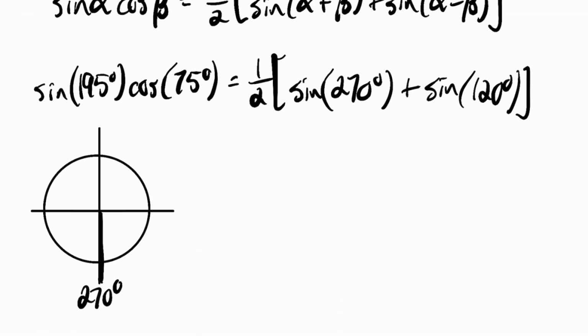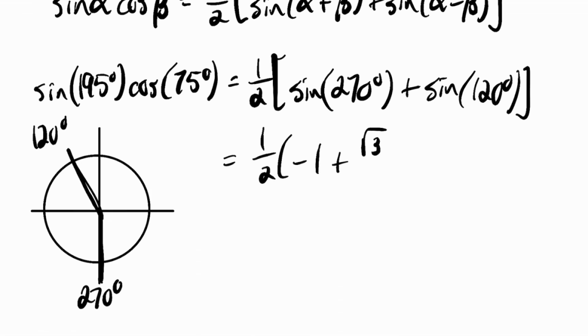that indicating line segment. 120 degrees, well, that's basically 2/3 of 180 degrees, and 180 degrees is all the way around the unit circle, so 2/3 of that is right about here, 120 degrees. And that's equivalent to 2 pi over 3, so the sine value is √3 over 2. So this is going to equal 1/2 times -1 plus √3 over 2. And there we go. That is the exact value of sine of 195 degrees times cosine of 75 degrees.